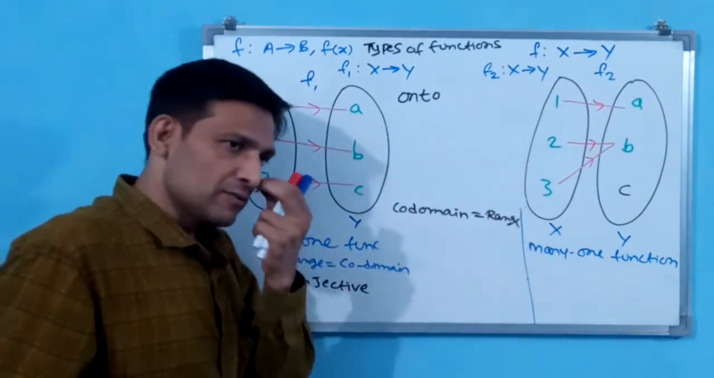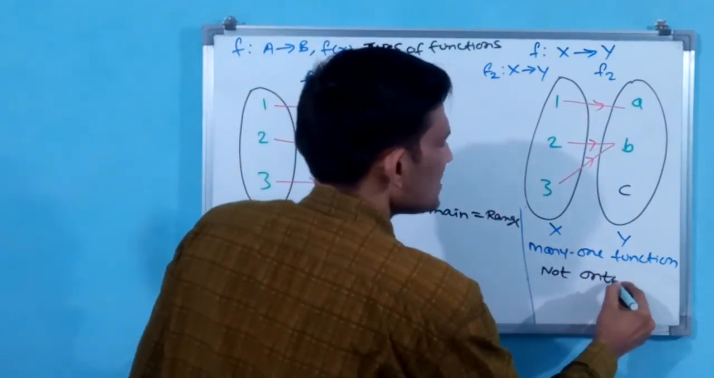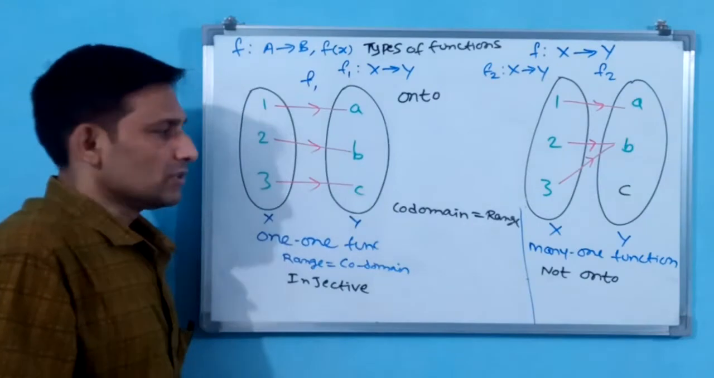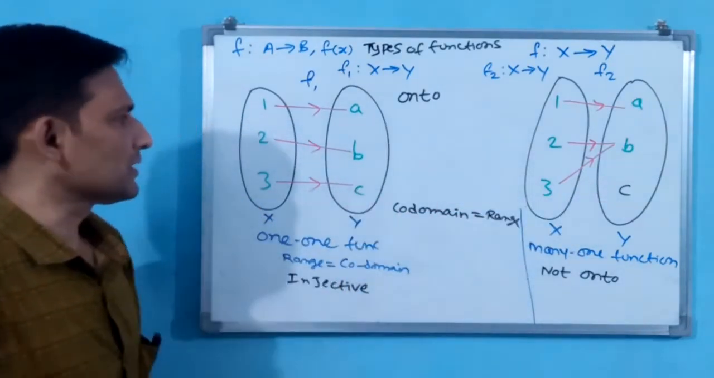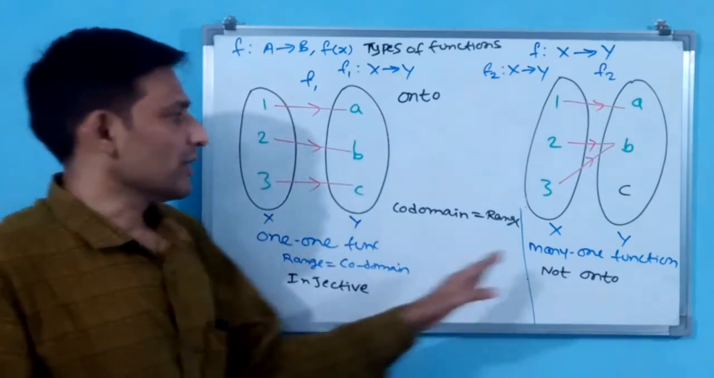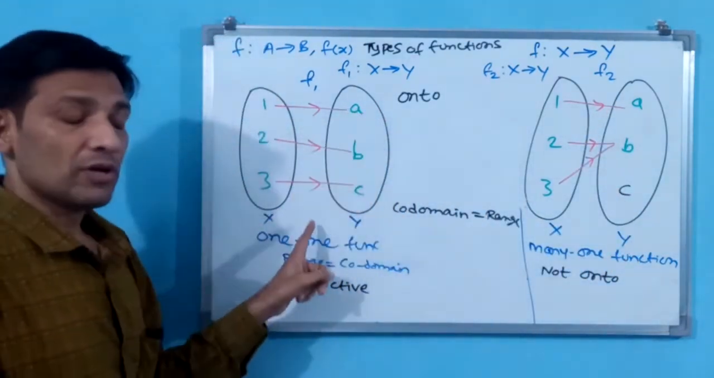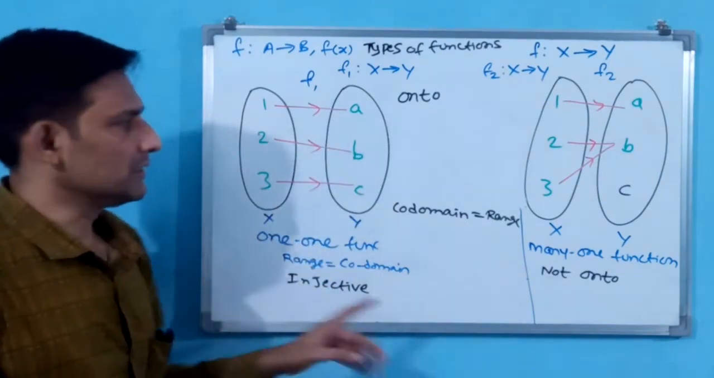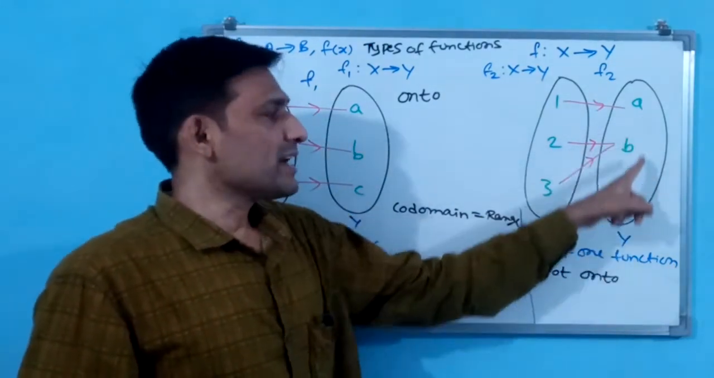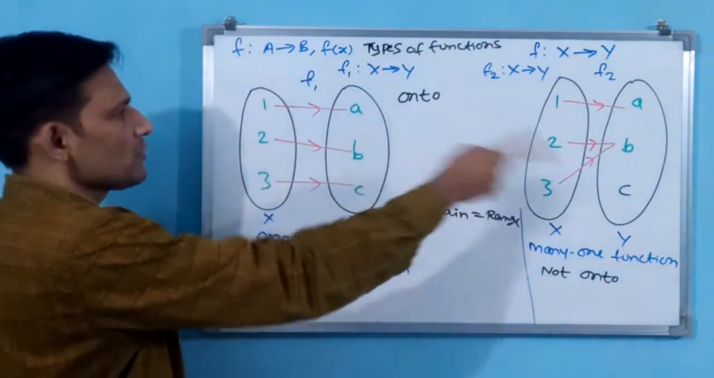See, for not onto, no definition is there. You have to write not onto. This is not onto, this is an onto function. In onto, codomain and range both are equal. In a not onto function, codomain and range are different.